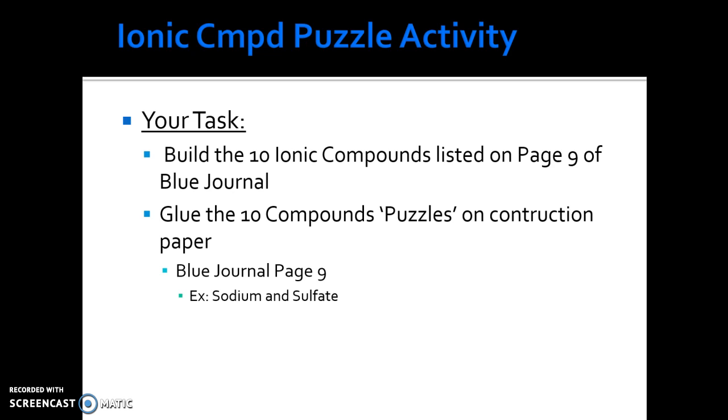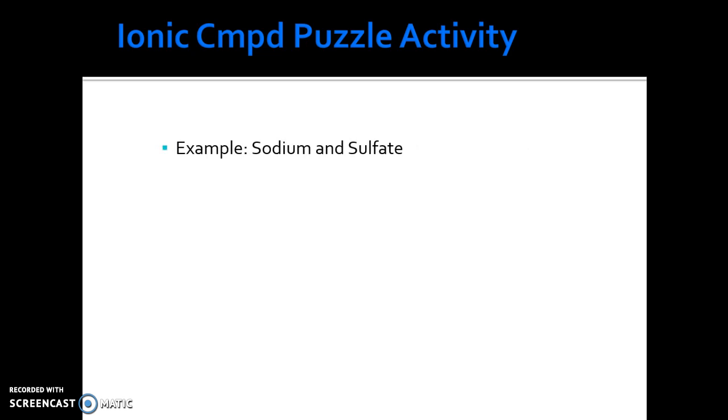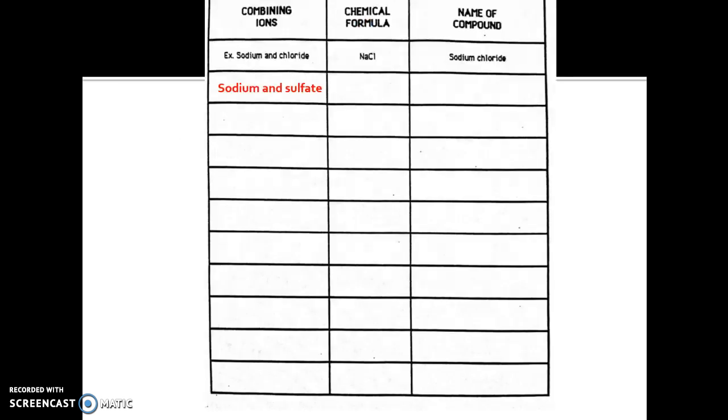So we're going to work through, I think it's the second example on your sheet, sodium sulfate, and it's made by combining the sodium ion with the sulfate ion. So the way you're going to do this is you're going to look at page 9, and here's an example of what page 9 should look like in your journal, and you see the first one at the top there is we want to make a compound that has sodium and sulfate ions combined together.